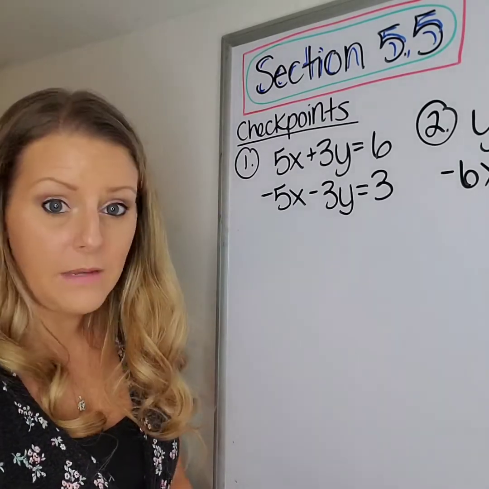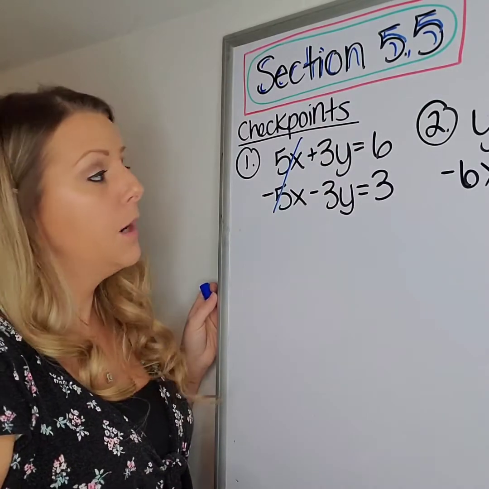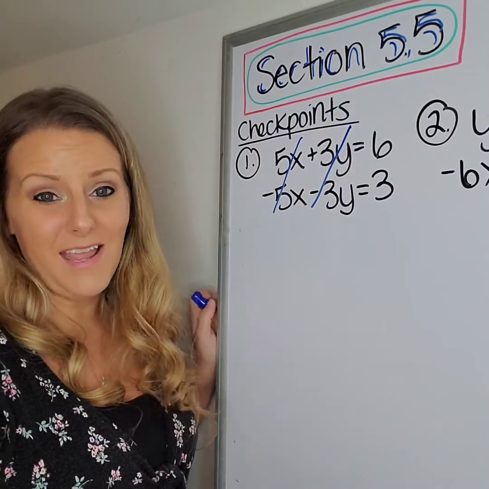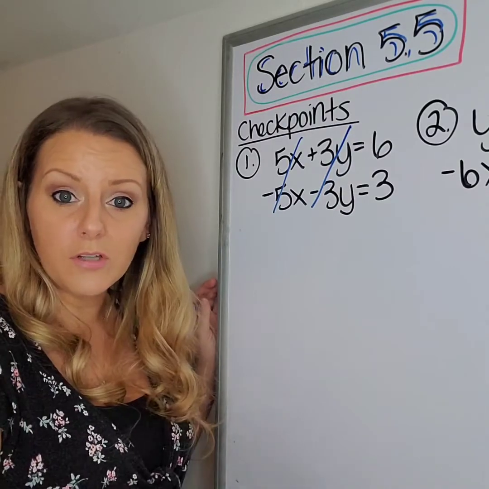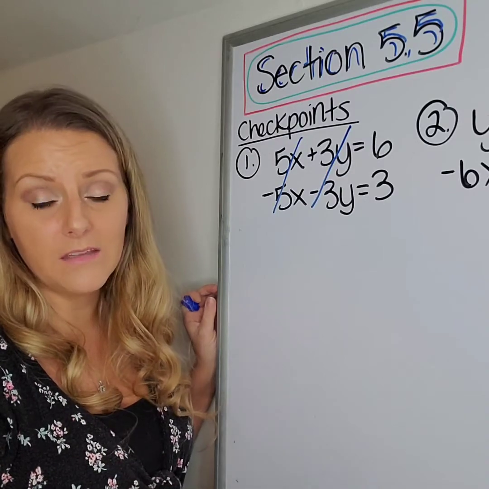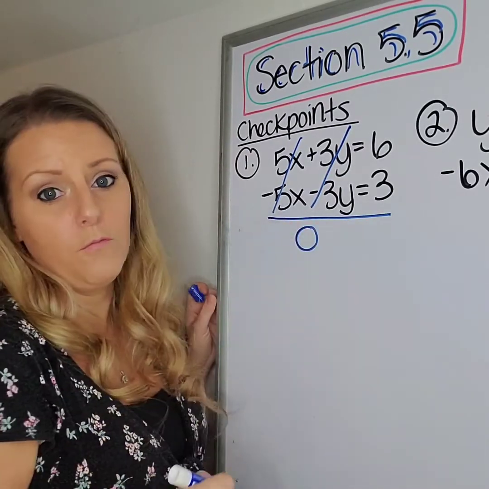And are they eliminating? Yeah, 5x and negative 5x eliminate. But what happens with the 3y and the negative 3y? It also eliminates. That's a rare case. Usually it's only going to be one of the 2 letters that eliminates, and you'll find the answer to the other letter. But when they both eliminate, you have nothing over here.